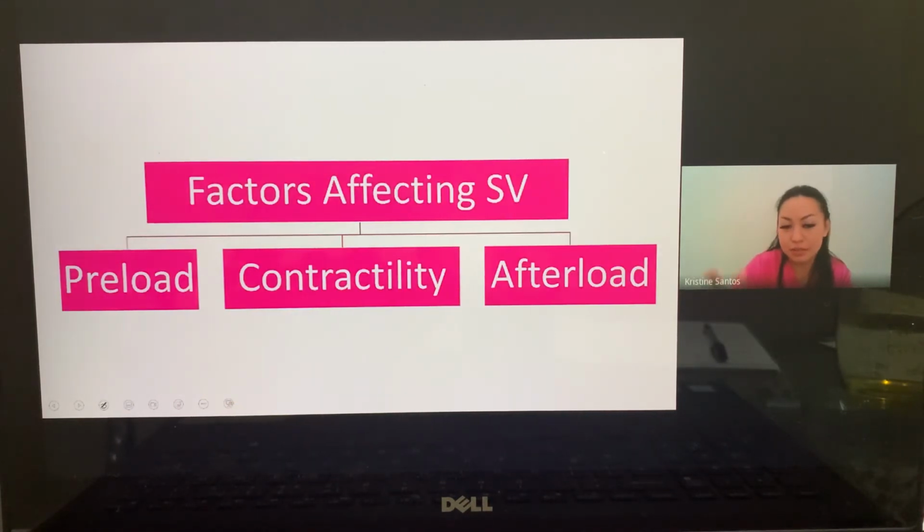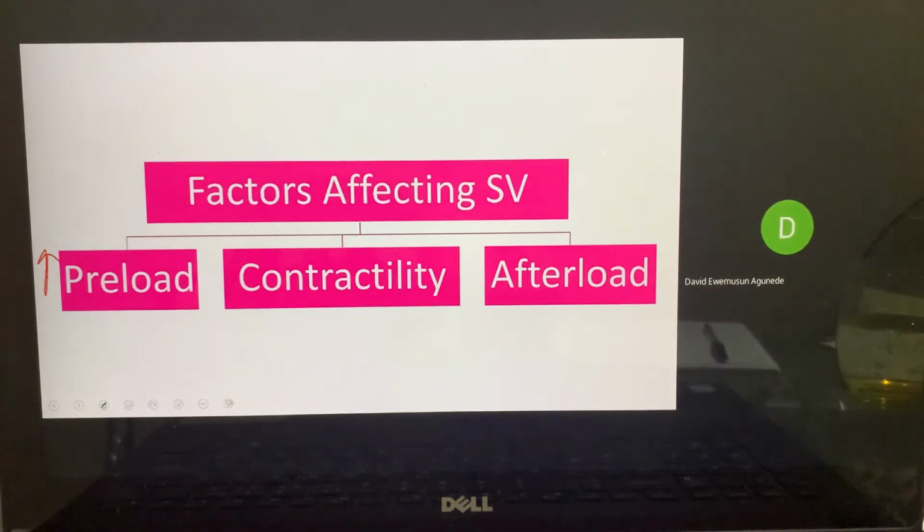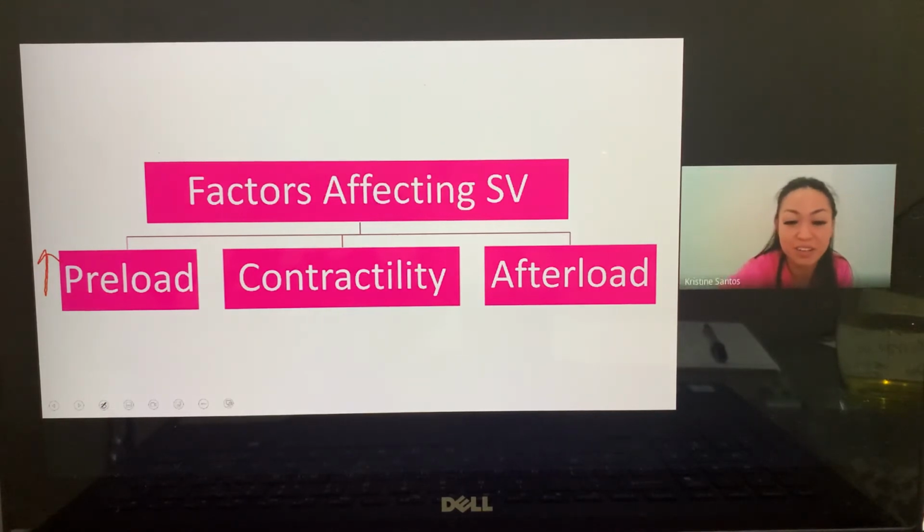So just to summarize the factors affecting your stroke volume, you have preload, contractility, and afterload. Now, what will happen if I increase my preload? What's going to happen to stroke volume? It will increase. Great. If I increase the contractility of my myocardium, what's going to happen to my stroke volume? Yes, if my heart is more contractile, it's going to increase my stroke volume.